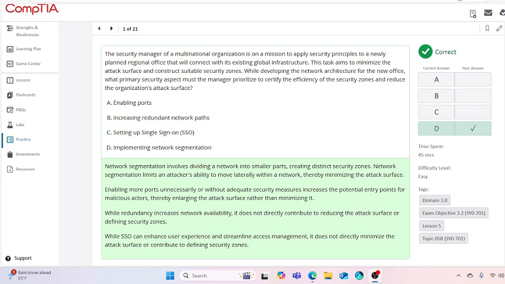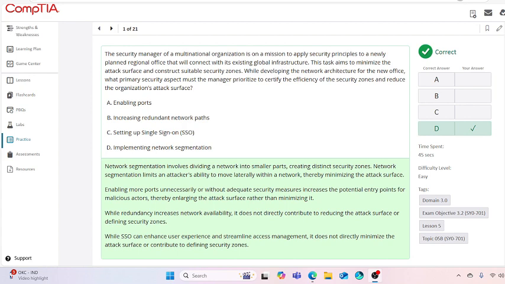The security manager of a multinational organization is on a mission to apply security principles to a newly planned regional office that will connect with its existing global infrastructure. This task aims to minimize the attack surface and construct suitable security zones. While developing the network architecture for the new office, what primary security aspect must the manager prioritize to certify the efficiency of the security zones and reduce the organization's attack surface?